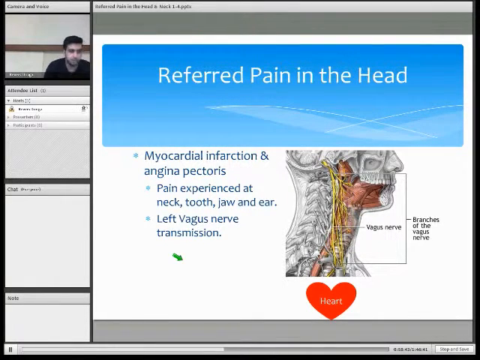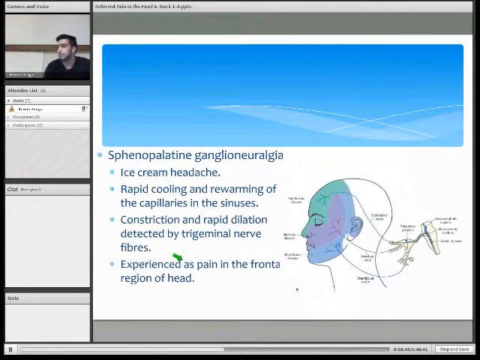So we're going to move on to sphenopalatine ganglion neuralgia, which is simply an ice cream headache. So you've all had ice cream headaches. It's when ice cream or something cold touches the palate of your mouth, and it leads to rapid cooling and rewarming of the capillaries. The rapid cooling and rewarming leads to constriction and dilation, which is then detected by trigeminal nerve fibres. With regards to the actual mechanism, people find that the pain is experienced on the frontal region of the head.